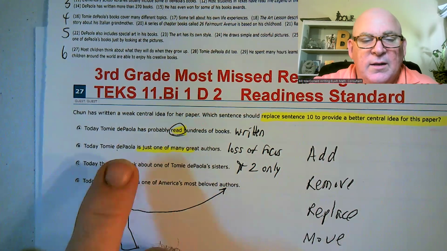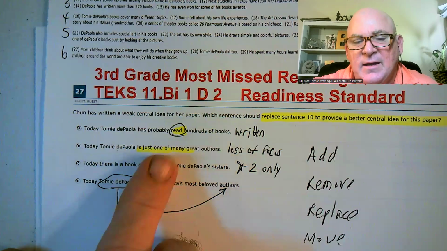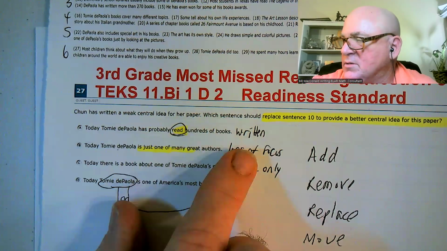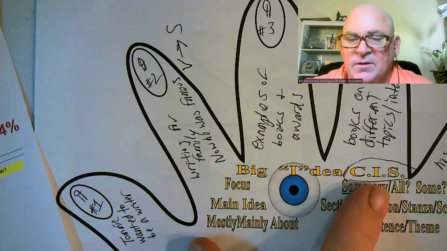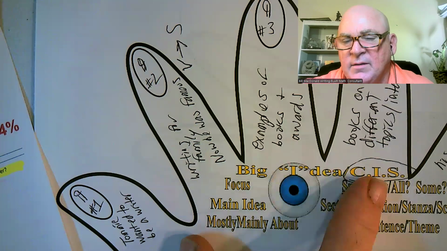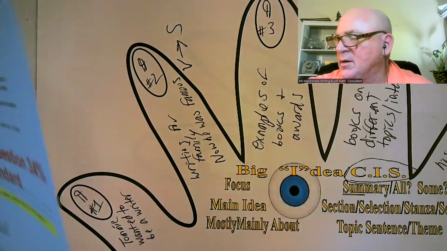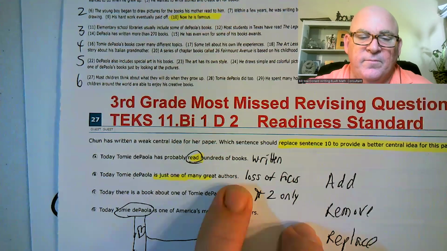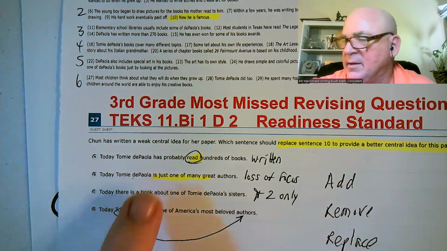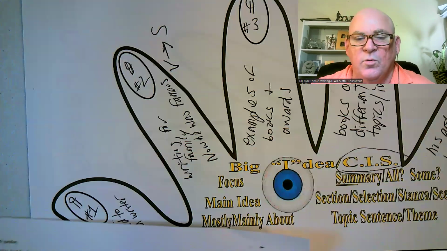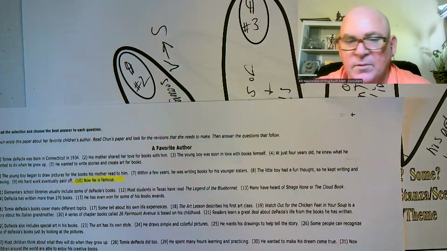Today, Tommy de Paola is just one of many great authors. Okay, if I say that, that's a loss of focus. And so if you see in the center where I have C, I have my central idea, or for writing my central idea statement, it takes away from the focus if I'm talking about a bunch of other people instead of just Tommy de Paola, because all the paragraphs were about him, and I'll show you what I wrote in those fingers in a moment.